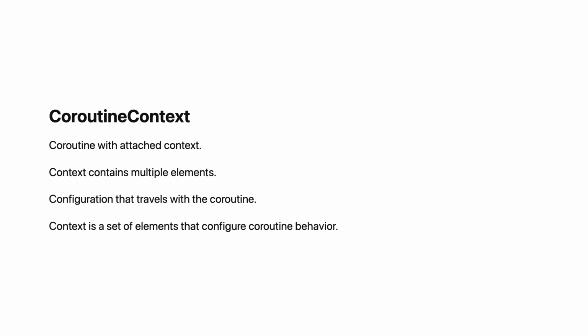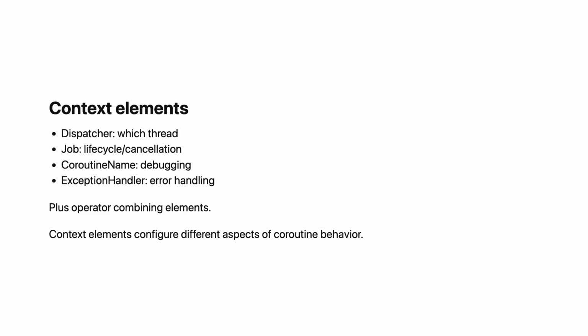Context contains multiple elements, each with a purpose. Dispatcher determines which thread or threads run the coroutine. Job tracks the coroutine's lifecycle and enables cancellation. Coroutine name gives the coroutine a name for debugging. Coroutine exception handler handles uncaught exceptions. Each element has a key. You access elements by key: context[Job]. Elements combine with plus. Dispatchers.IO plus CoroutineName("worker") creates a context with both.